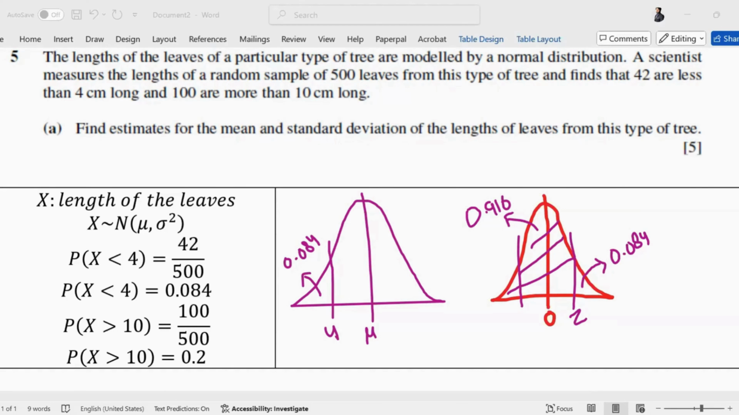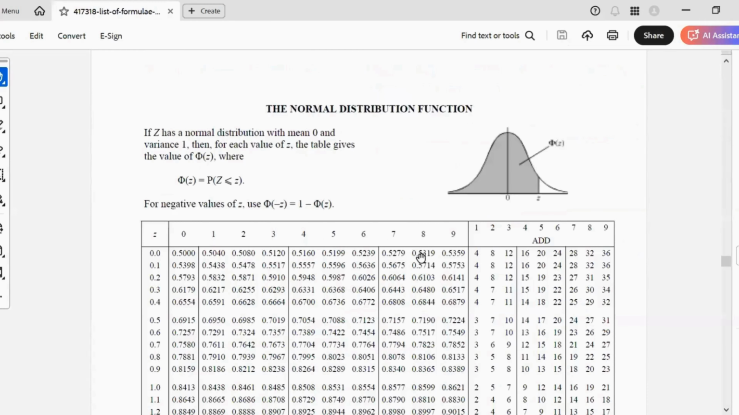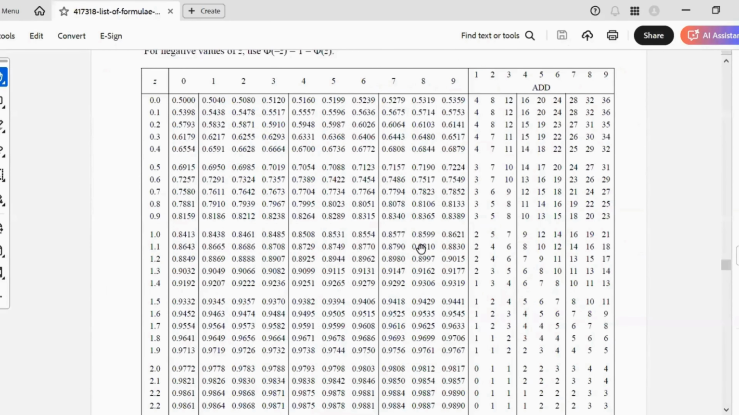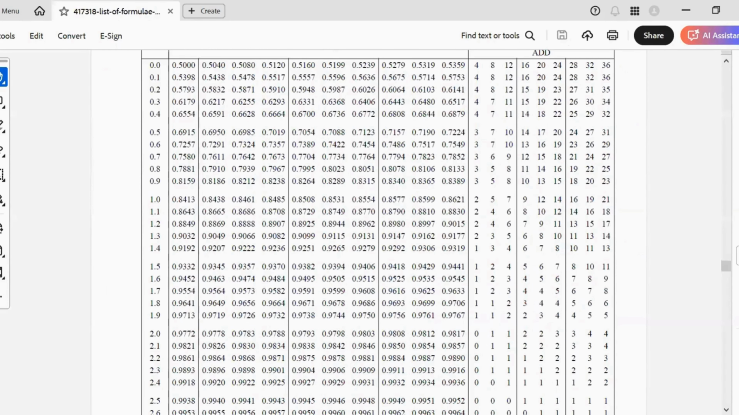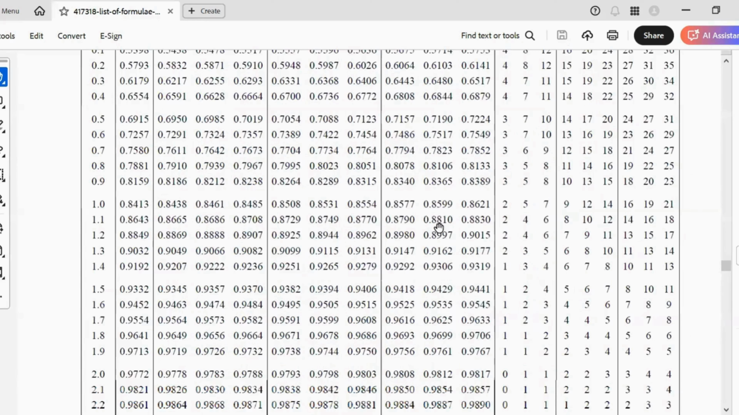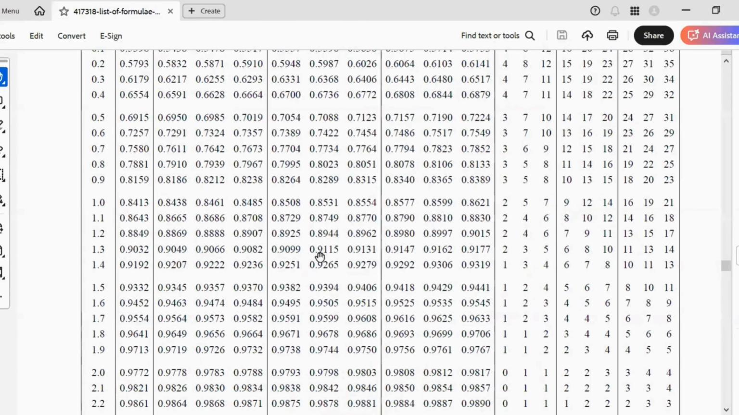So going to the table, and I know the probability is 0.916. So how will I read it? I'll show it to you. 0.9115, 9131, 9147 and 9162. Now I have gone beyond it. I do not need to go to 9162. In 9147, how much did I need to add?